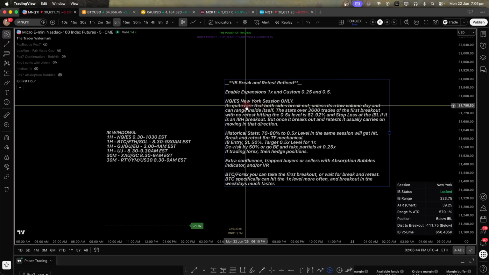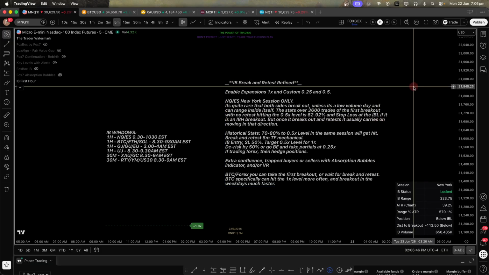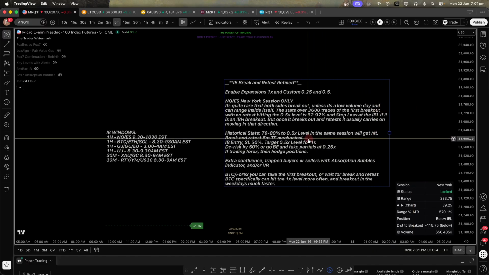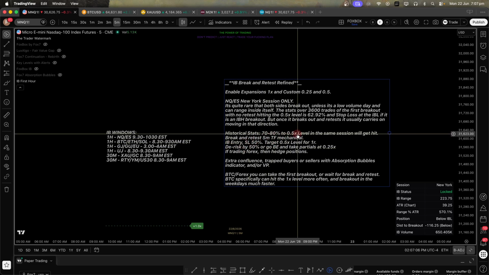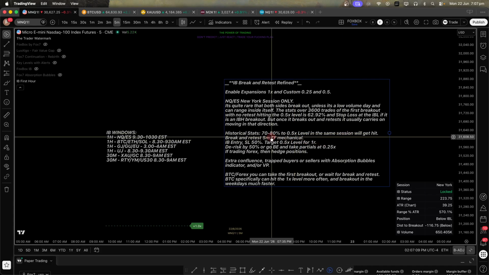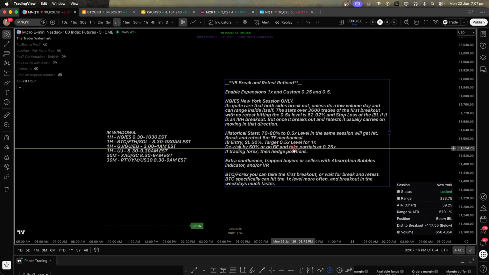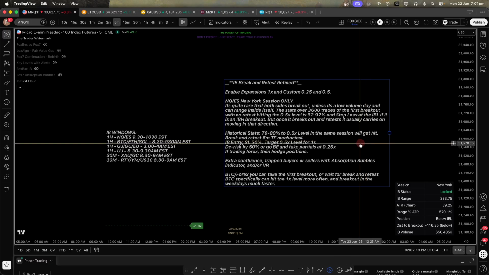And so I've put the statistics here, which came from Edgeful and Google and ChatGPT. They all say pretty much the same thing, that once it breaks out for the rest of the session, it's a 70% chance that it will continue that way. So all we're doing for the entry model is going for the 0.5 level, because in the same session, it's a 70 to 80% chance that it'll get hit. So we wait for the 5-minute close above, then we just have a limit set on the initial balance level that it broke out of, be it the high or the low.